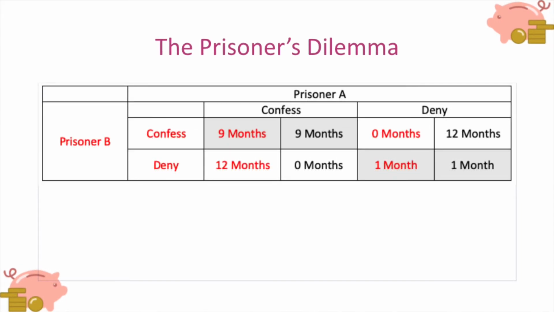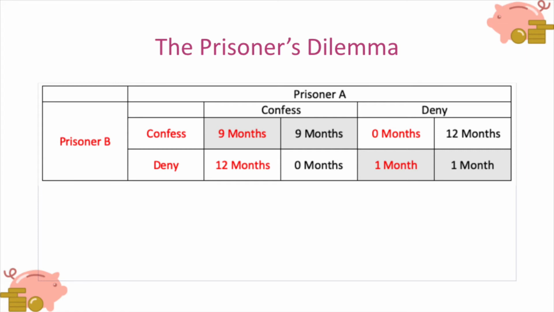Both prisoners have an incentive to confess, so both do confess. The police send both prisoners to trial, and they're convicted because they've confessed, and they both receive a 9-month sentence. If both had denied, as per their original agreement, they would have served a total of 2 months in prison.